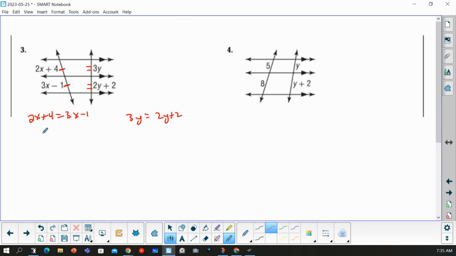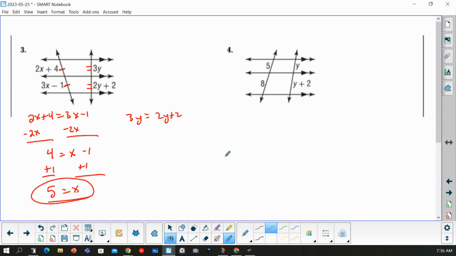Okay. All right, let's solve it here. Subtract 2x. Hopefully you're getting your algebra skills back. 3x minus 2x is x minus 1. So I'm going to add 1 to both sides. 4 plus 1 is 5. So x equals 5. This one I'm not going to subtract 3. I'm going to subtract the 2y. 3y minus 2y is just y. And so I get y equals 2.